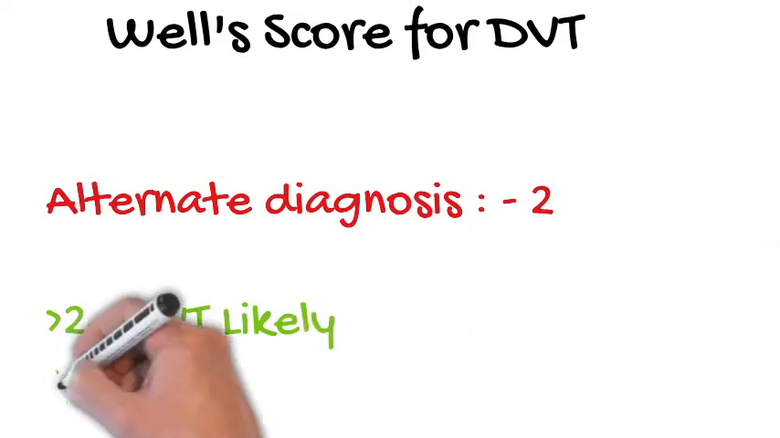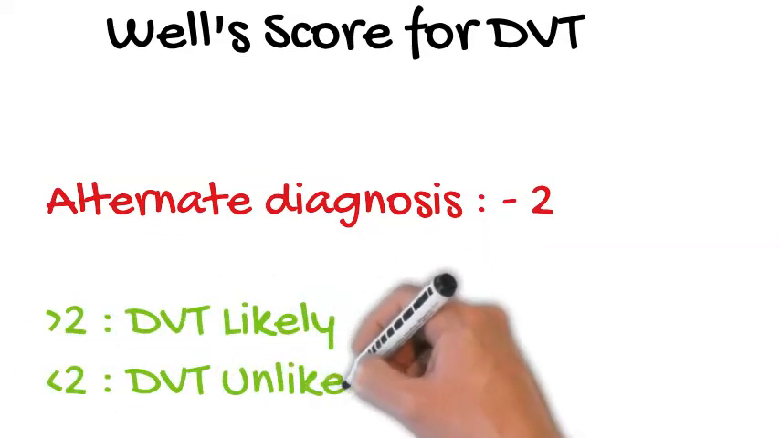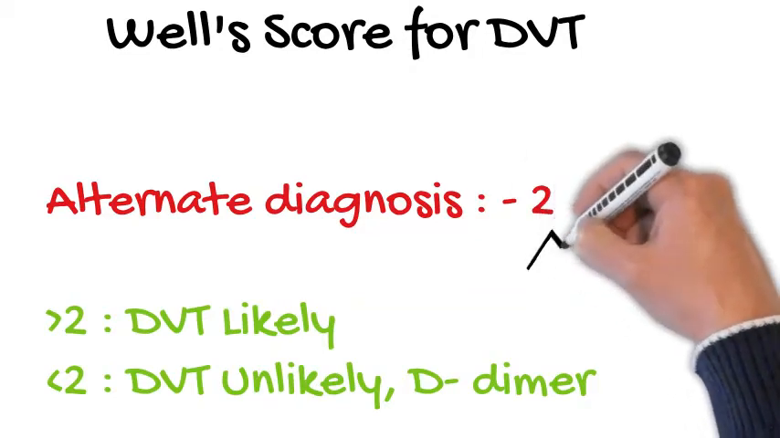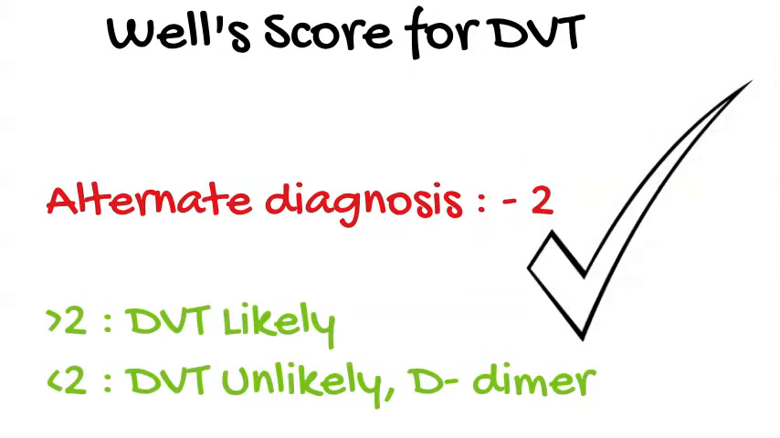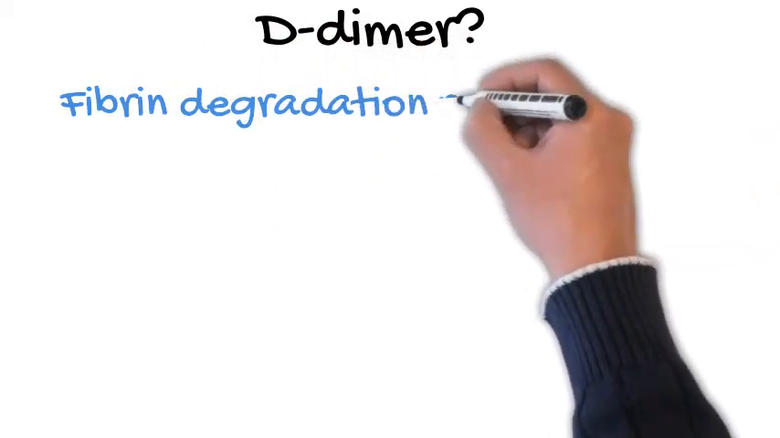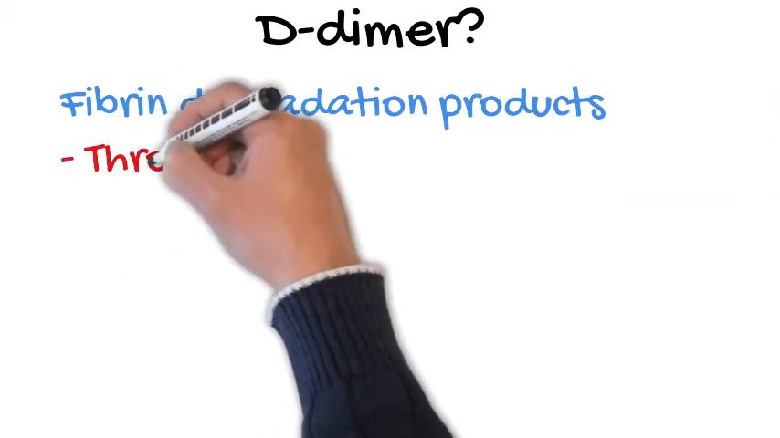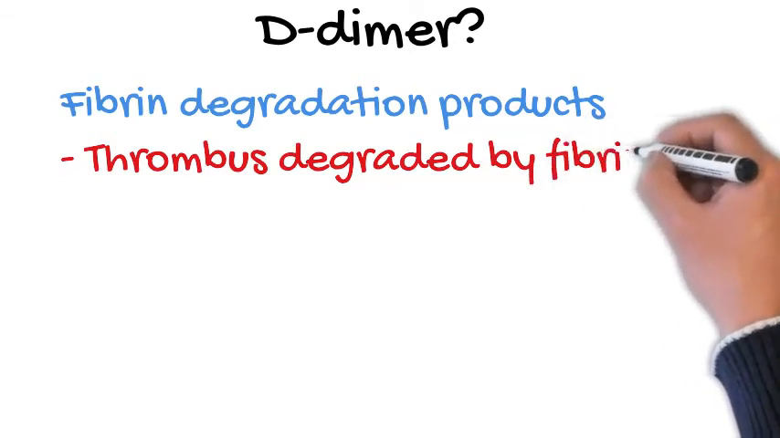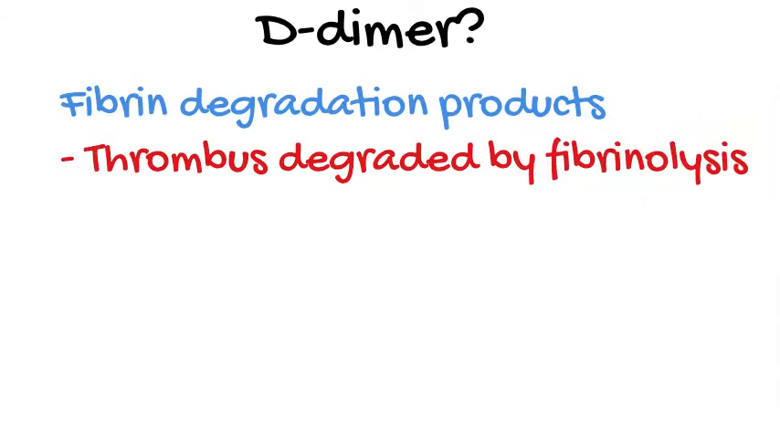Interpretation of Wells criteria is like this. If 2 or more marks, DVT is likely. Consider imaging the leg veins. If less than 2 marks, DVT is unlikely. Consider a blood test such as D-dimer to further rule out DVT. So what is D-dimer? D-dimers are fibrin degradation products which arise when a thrombus is degraded by fibrinolysis. Many factors can cause elevated D-dimer, but if D-dimer is negative, I can safely rule out DVT.